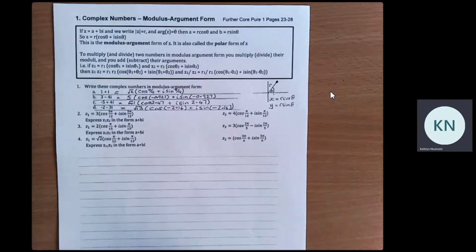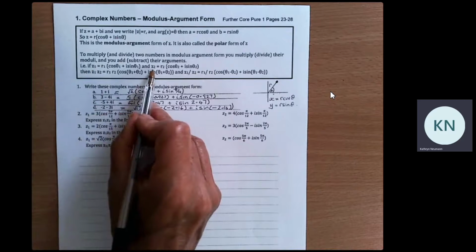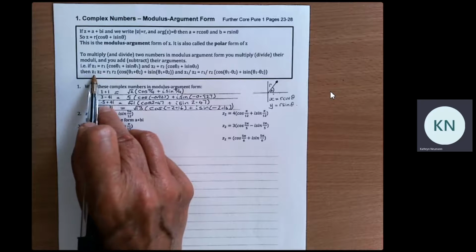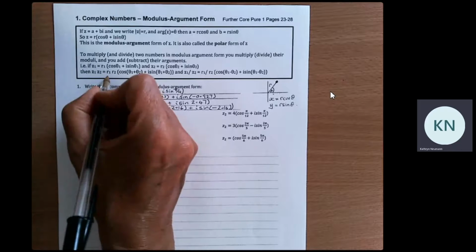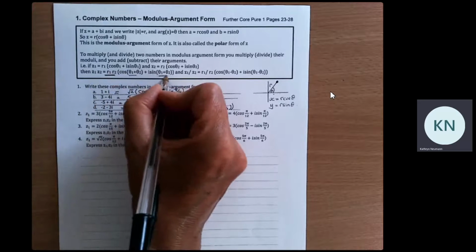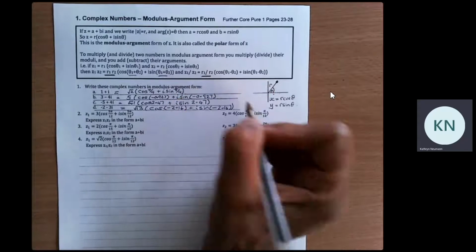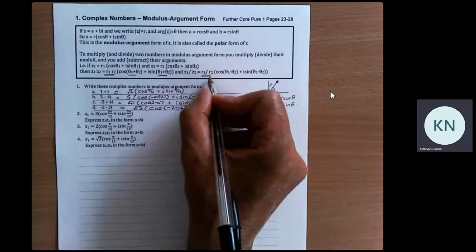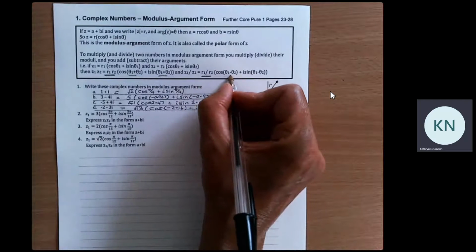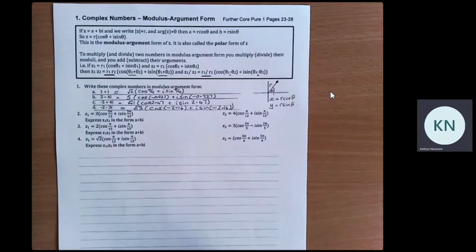So that's how you write a number in modulus argument form, and it's useful because it can make certain calculations a lot easier. What you're told here is that if you've got two numbers written in modulus argument form, then if you want to multiply them together, you multiply the moduli and you add the arguments. If you want to divide them, you divide the modulus of each one, and then you subtract their arguments. So let's just see how we work this out.